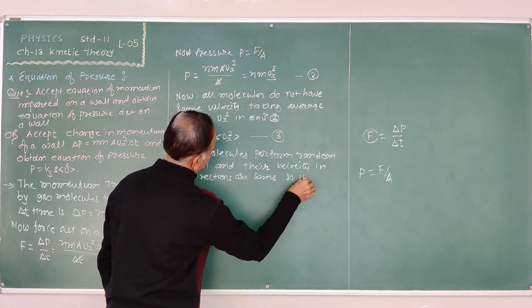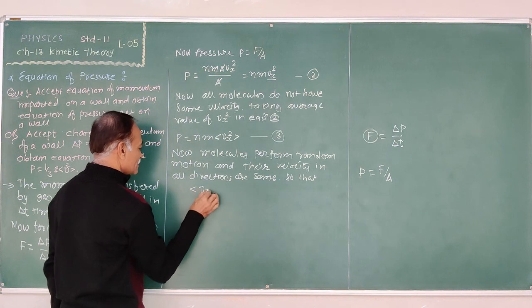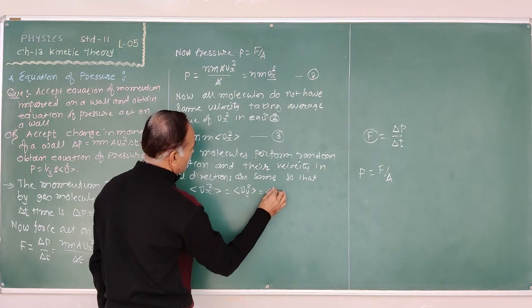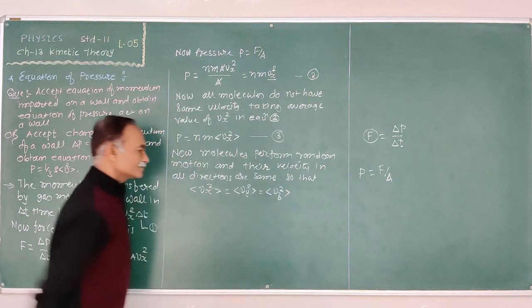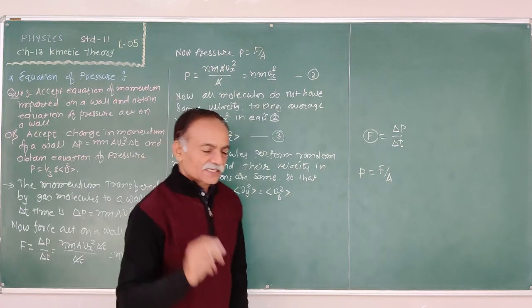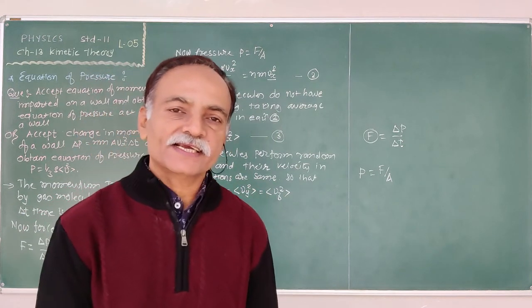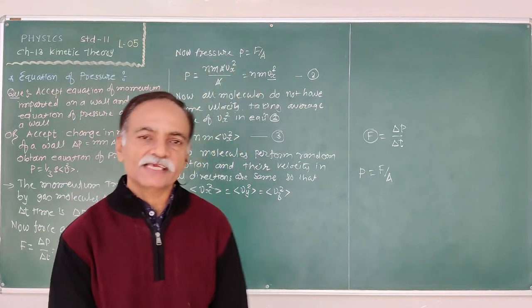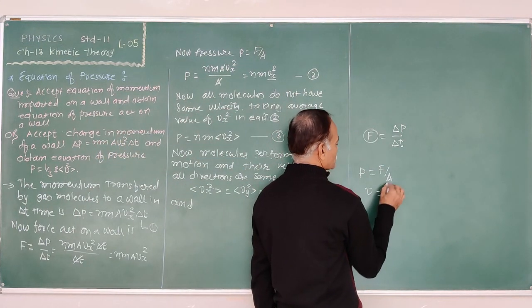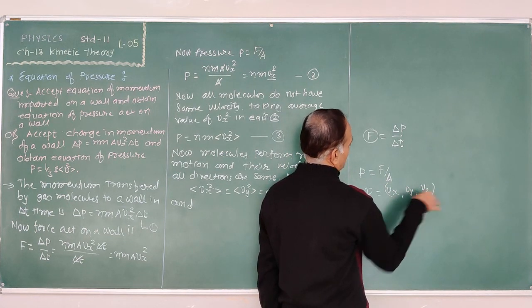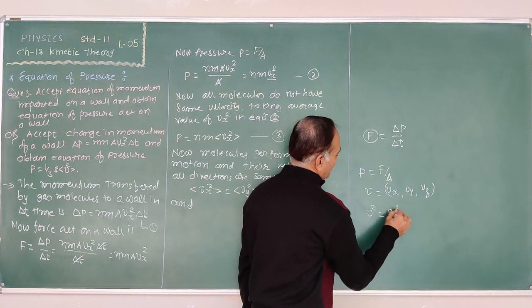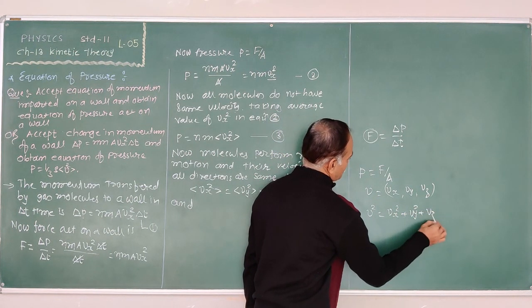So that average Vx square is equal to average Vy square is equal to average Vz square. Already we discussed in chapter 3, motion in a straight line, the components of the velocity V are Vx, Vy, Vz. Therefore, V square is equal to Vx square plus Vy square plus Vz square.